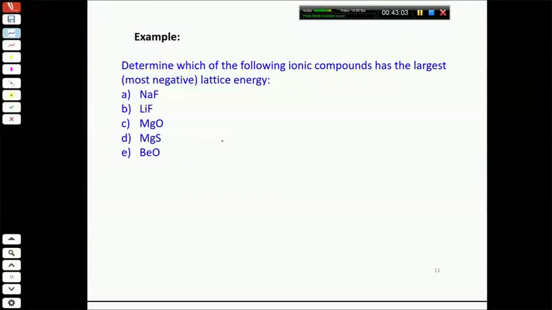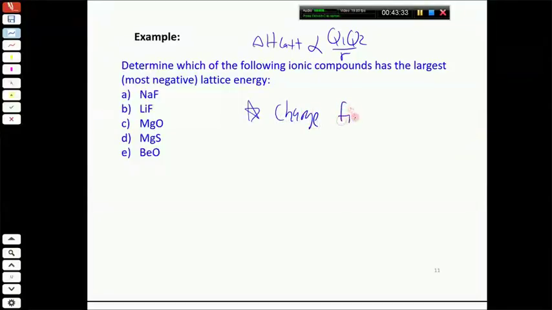As an example of this, let's say we have this list of compounds: sodium fluoride, lithium fluoride, magnesium oxide, magnesium sulfide, beryllium oxide. We want to look for which one has the largest or most negative lattice energy. Again, the concept for all of these types of problems is that lattice energy is proportional to the product of the charges divided by the distance between them. And it's important to look at the charge first, and then we start comparing the sizes of the ions involved.